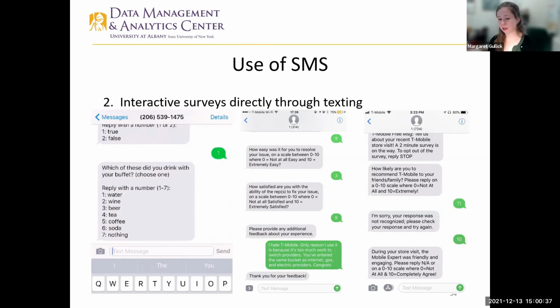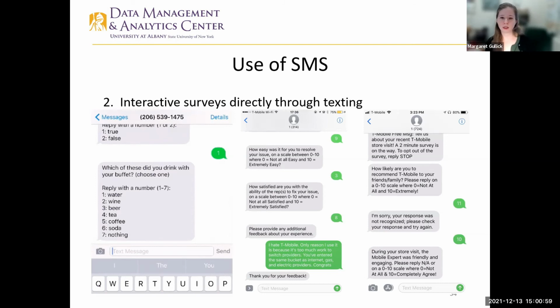You can also include a little bit of validation here. So again, using a 0 to 10 scale, how likely are you to recommend T-Mobile to your friends, family? Someone said 11. They get an automated response back. I'm sorry, your response was not recognized. Please check your response and try again. Okay, I can't give the joking 11 example, so I'll just say it was 10.